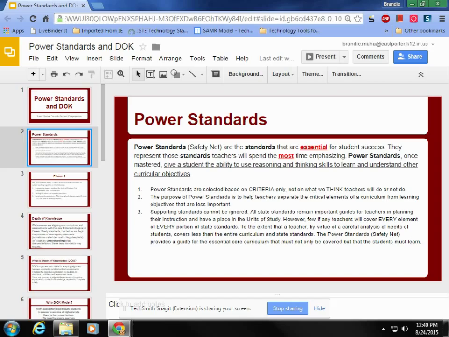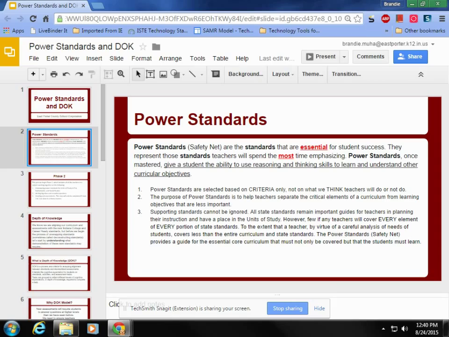Endurance. Will the standard or indicator provide students with knowledge and skills that will be of value beyond a single test date? Leverage. Will this provide knowledge and skills that will be of value in multiple disciplines? And readiness for the next level of learning. Will this provide students with essential knowledge and skills that are necessary for success in the next grade level or the next level of instruction?